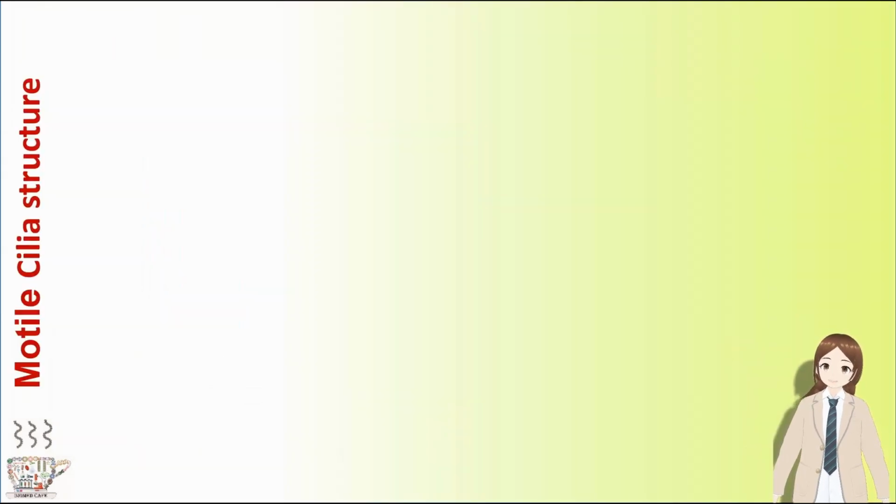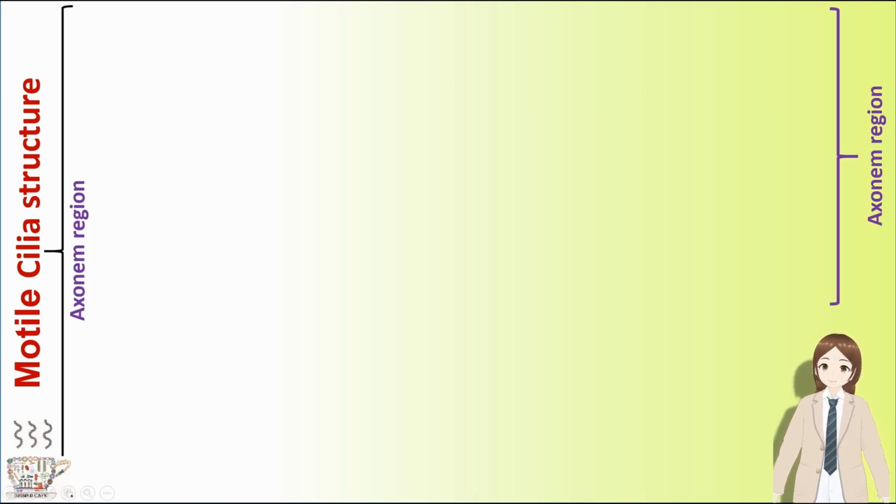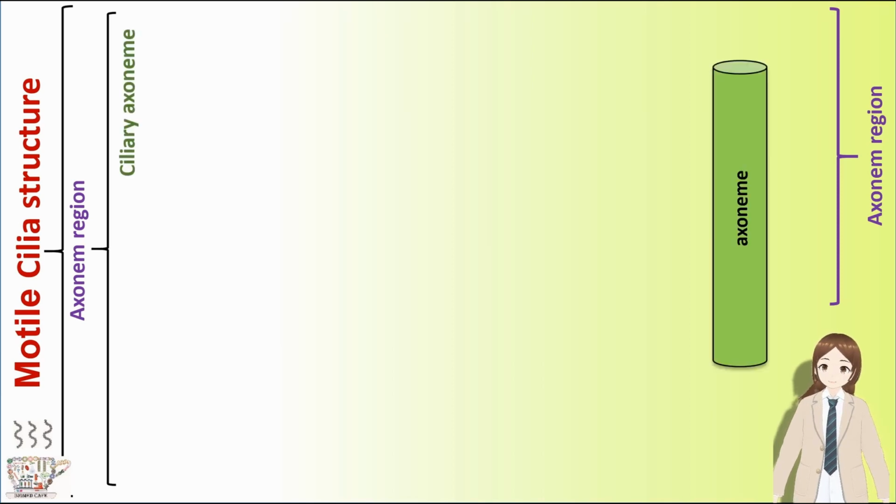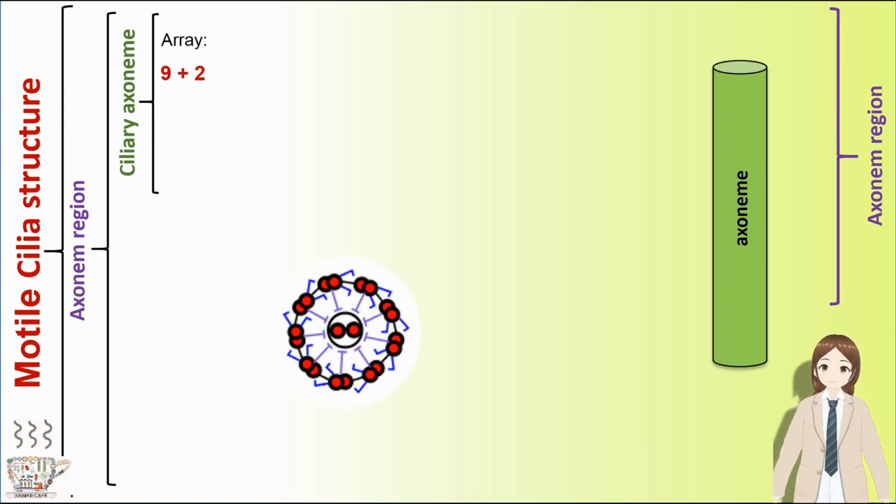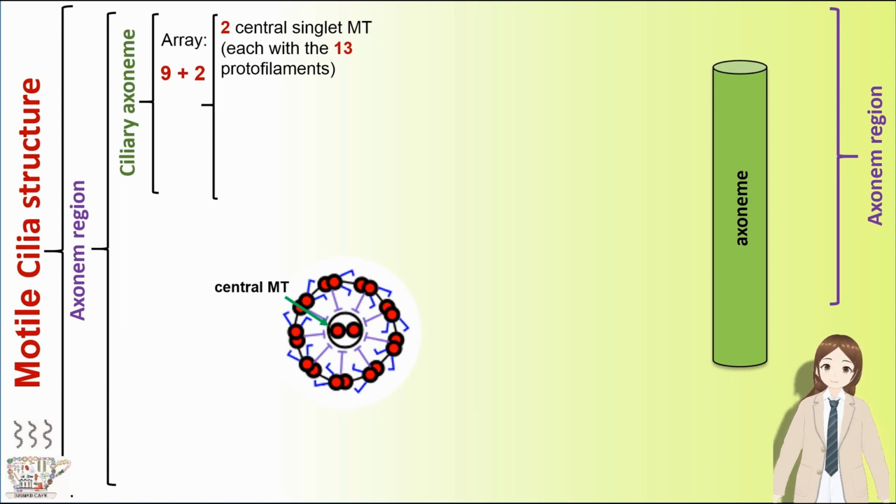Motile cilia structure. Motile cilia have 4 parts in their structure. The first part is axoneme region. Axoneme region has 3 parts. The first part is ciliary axoneme. Its array is 9 plus 2. It means 2 central singlet microtubules, each with 13 protofilaments, and 9 outer pairs of microtubules or doublets.